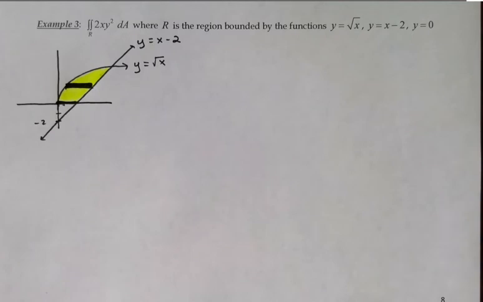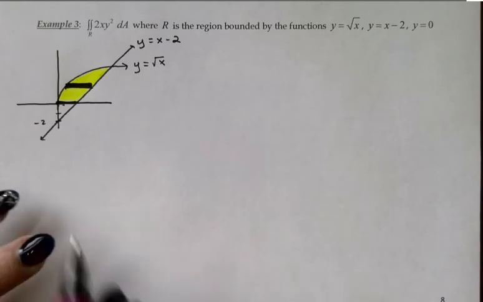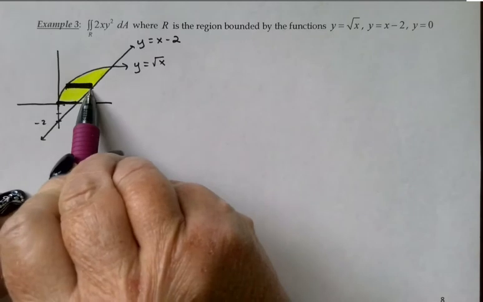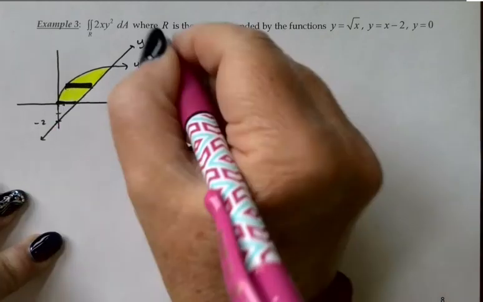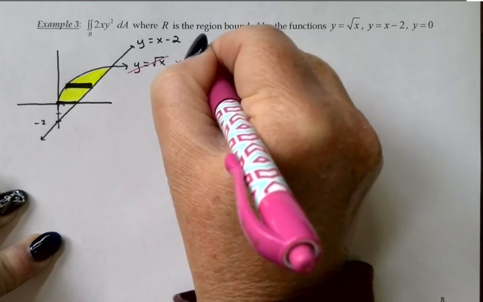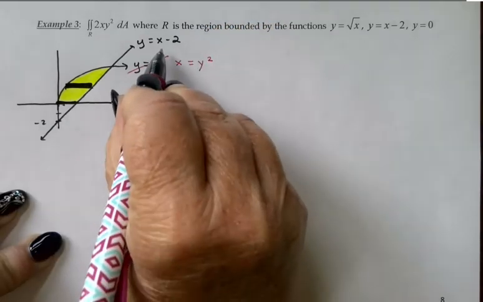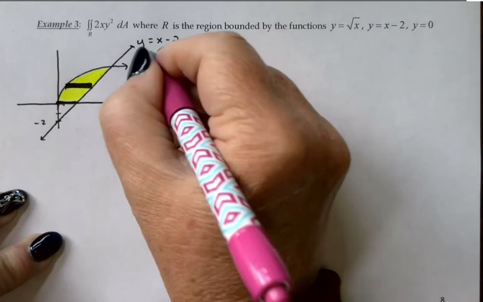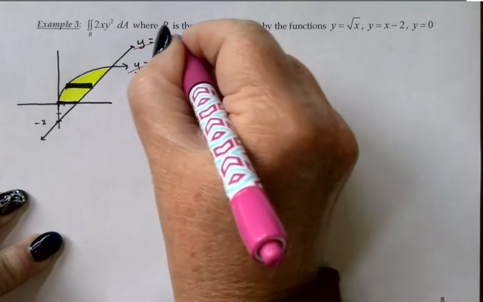Now, as soon as I've drawn horizontal rectangles, I do have to change the way I think about my equations. These now have to be x equals equations, since I'll be going from left to right. Those are x values. So I'll change this first one to x equals y squared. And solving for x in the other equation, x would equal y plus 2.